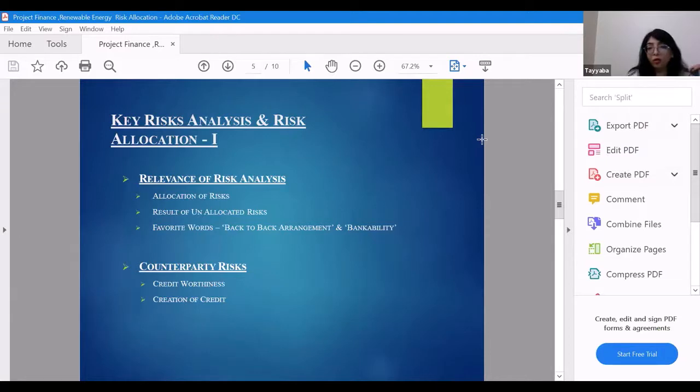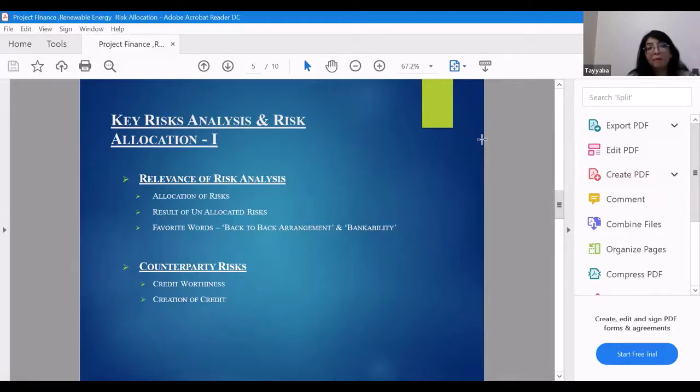So naturally, risks are crystallized and determined on the basis of due diligence, and they're all allocated. Each risk is taken care of. The major risks are being taken care of through EPC contracting.